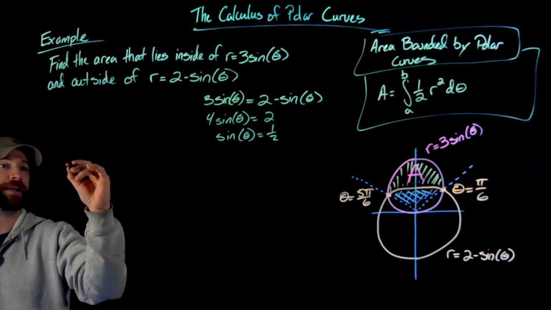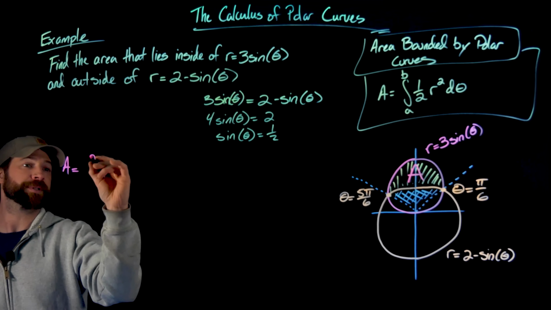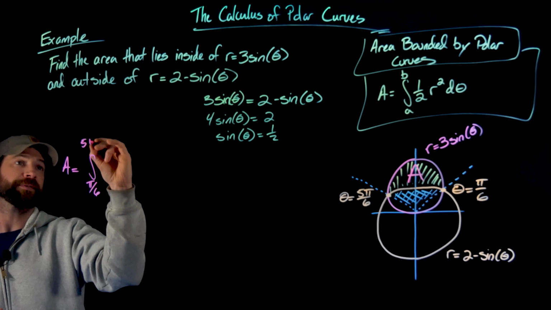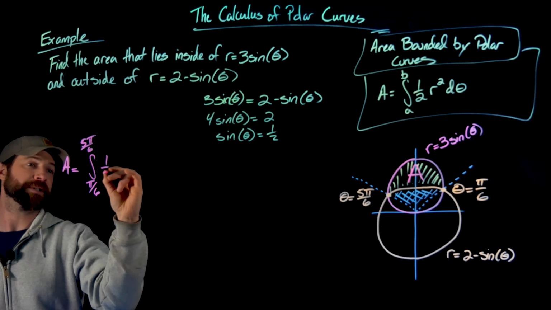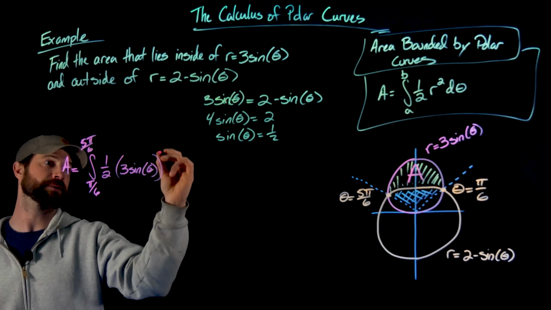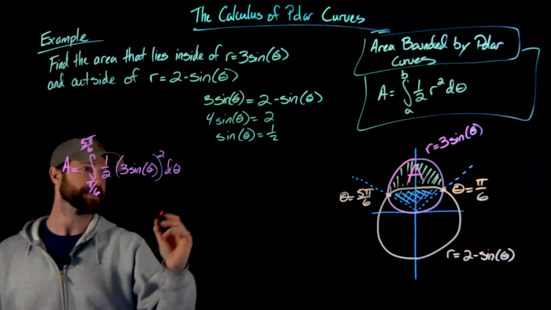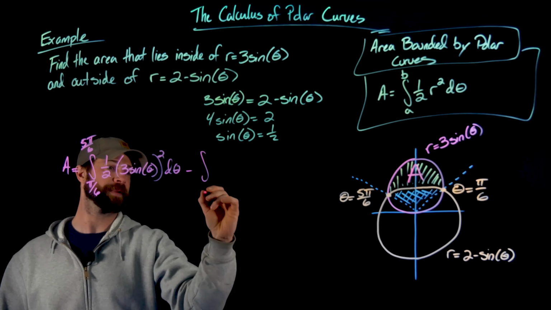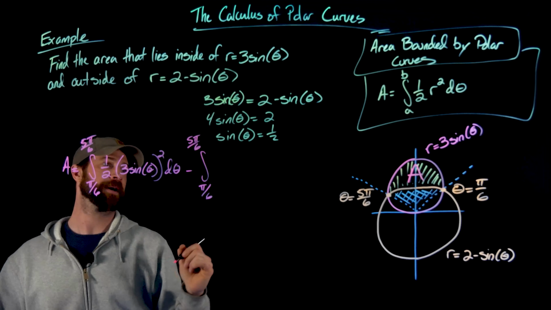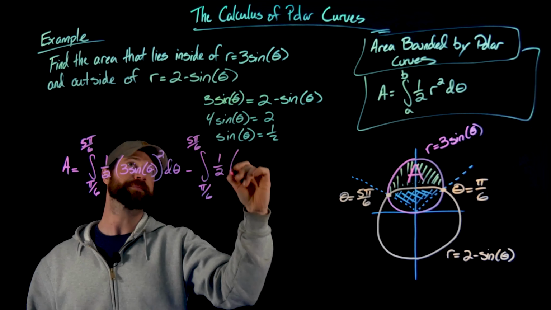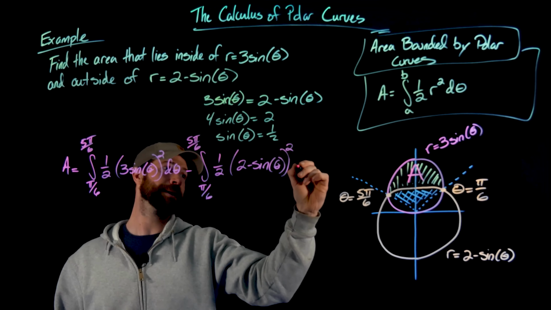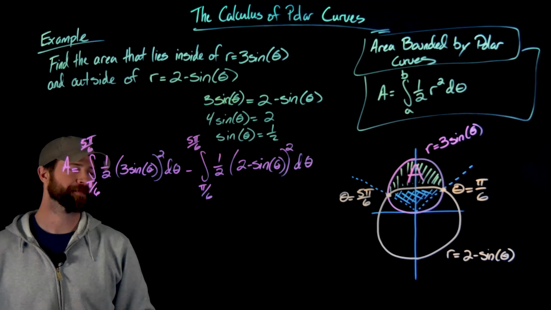So what that will look like here is that my area equals the area of the circle on that domain of theta values, so pi over 6 to 5 pi over 6. This is 1/2 r squared, so that's 1/2 times sine of theta squared d theta. And then we're going to subtract away the area of that limaçon on the same interval of theta values, which is 1/2 times 2 minus sine of theta squared d theta. All right, that's my setup.